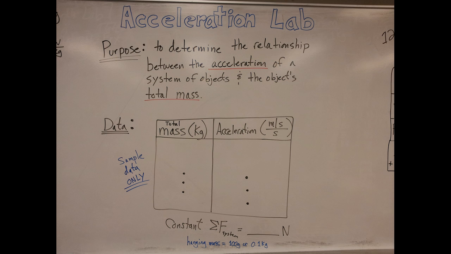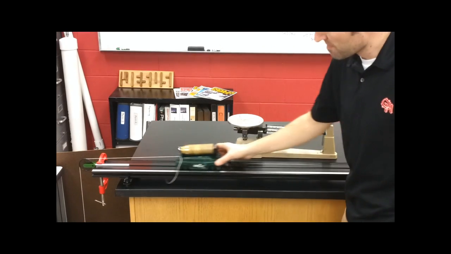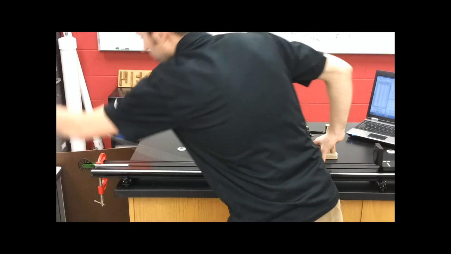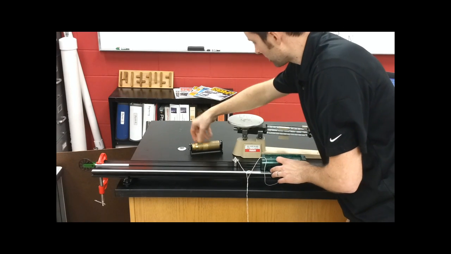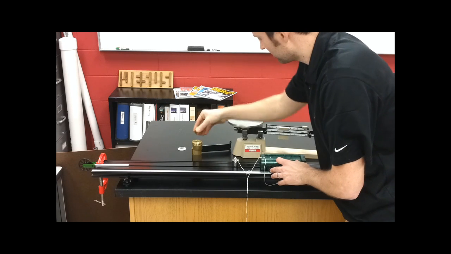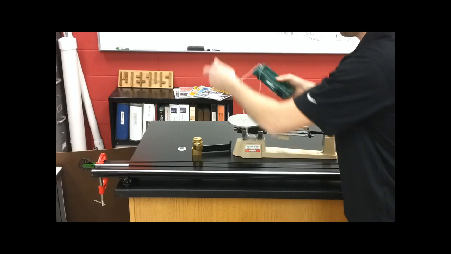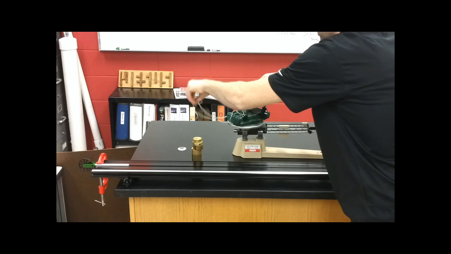Let's go back to our data table and talk about collecting some specific samples of data, like finding the total mass of the system and also measuring what the acceleration of the system is. To find the total mass of the system, we've got to find the mass of everything involved, including the car, the mass set, the mass set stand, the string, and the hanging mass. Now, the triple beam balance that we're going to use cannot handle all of that mass, so we're going to have to take off all the extra masses and find just the mass of the car, the string, the hanging mass that you're using, and the mass holder.